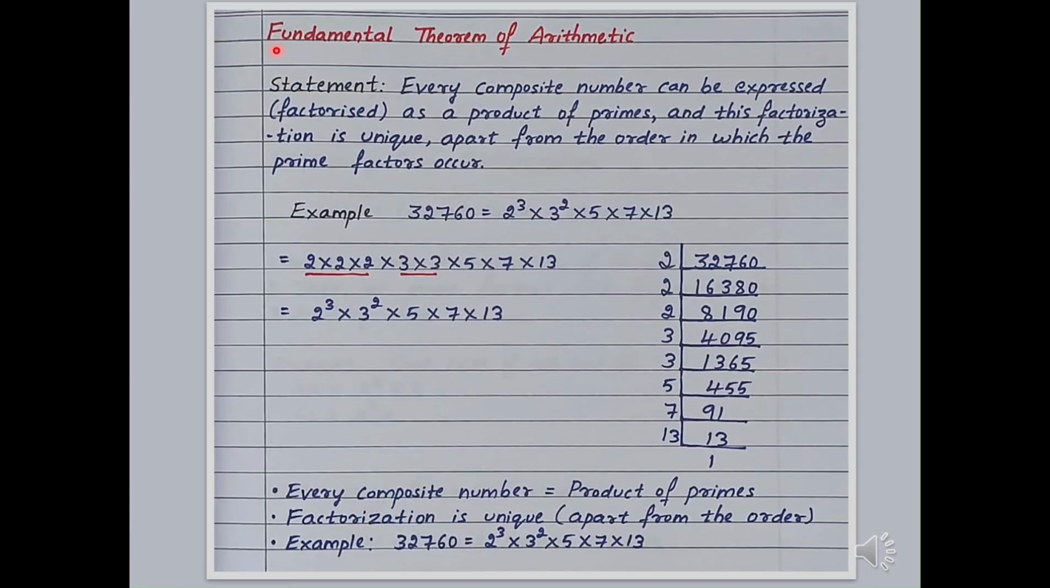Now let us understand the fundamental theorem of arithmetic. It says that every composite number can be expressed as a product of primes, and this factorization is unique apart from the order in which the prime factors occur.